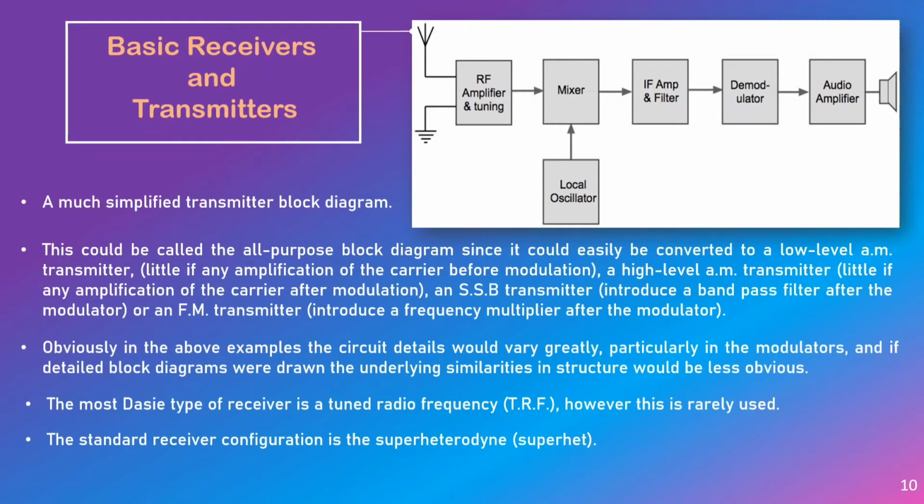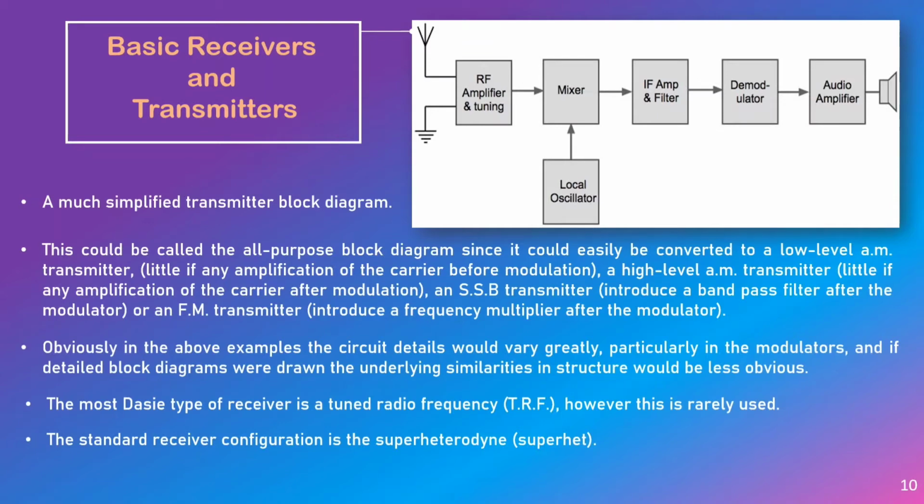Obviously, in the example, the circuit detail would vary greatly, particularly in the modulator, and if a detailed block diagram were drawn, the underlying similarity in the structure would be less obvious. The most basic type of receiver is the tuned radio frequency, TRF. However, this is rarely used.